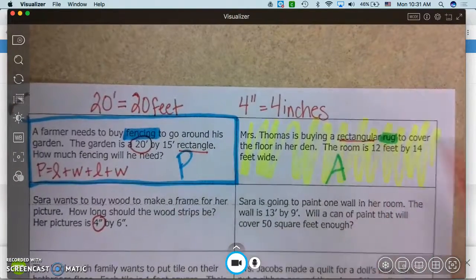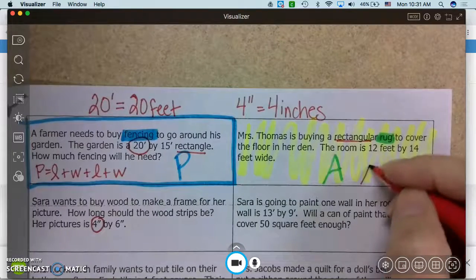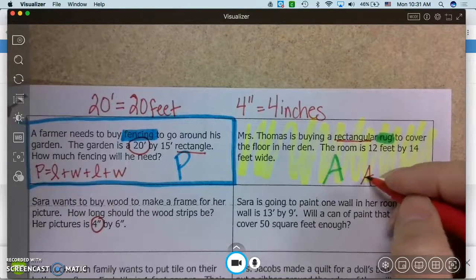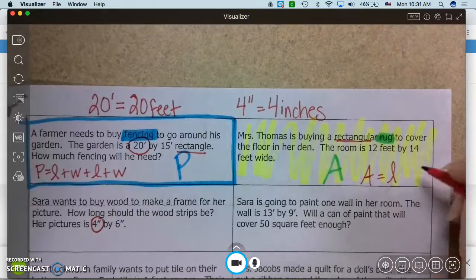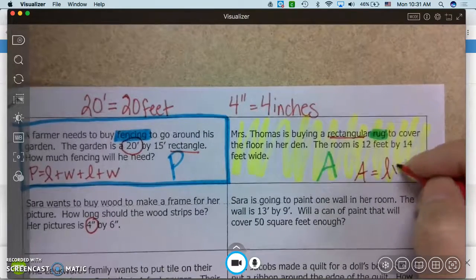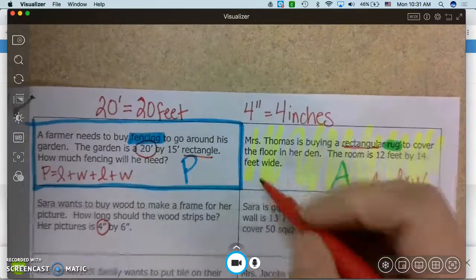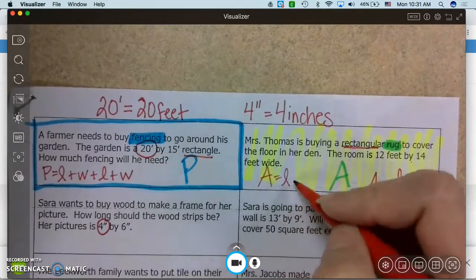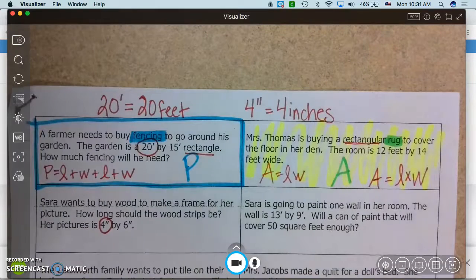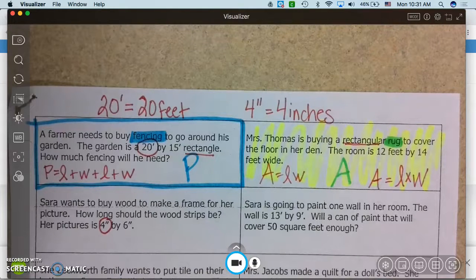And what is the formula to find the area of a rectangle? Area equals what? Length times the width. Good job. And remember, if they just write A equals LW, what does it mean when they're side by side like that? It means to multiply. Good. Again, we're not working these out right now. We're just going through and determining whether they're perimeter or area.